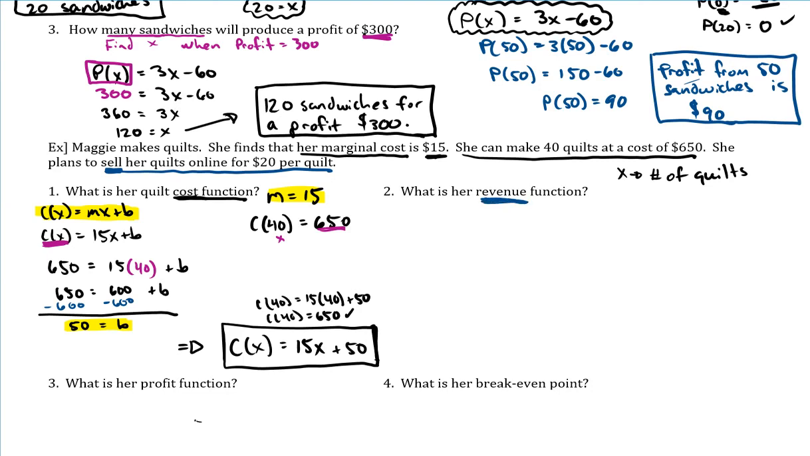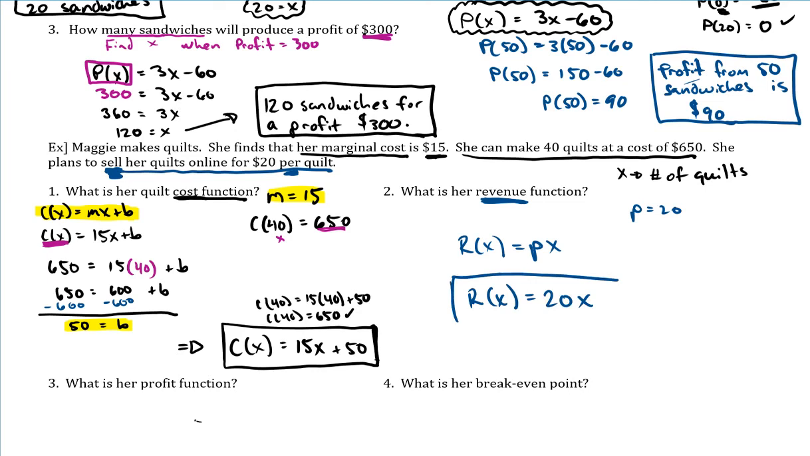All right, well, her revenue function is based on the sales. So she sells her quilts online for $20 per quilt. So the price is $20 is what we could say. The revenue function does have the form P times X. You don't need to write out this whole form if you don't want to. Revenue is often really nice, and you could just jump straight to it. So $20 per X, and that's it. Okay, so our revenue function is ready to go. Revenue is often easier to find than cost.